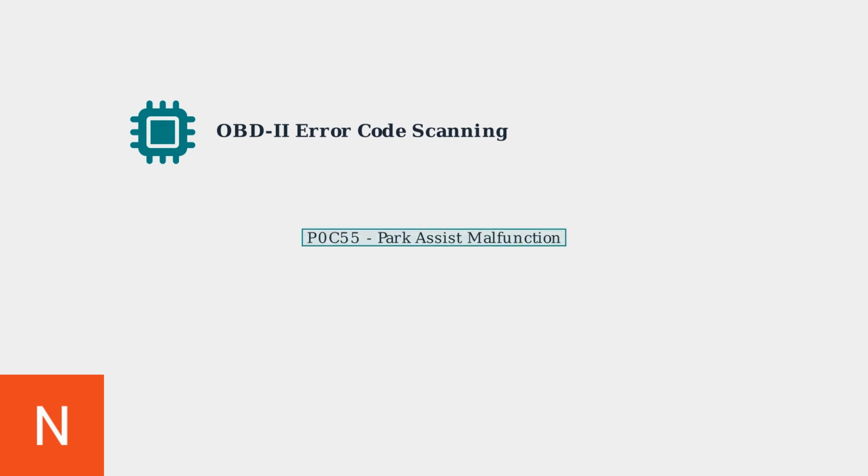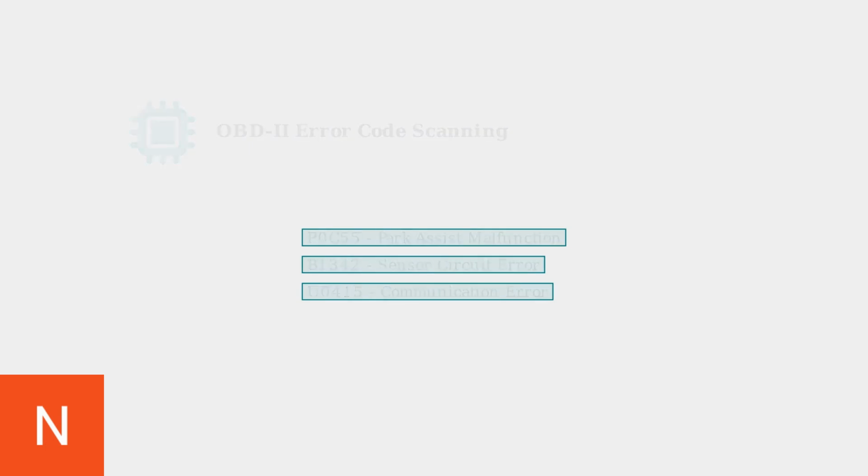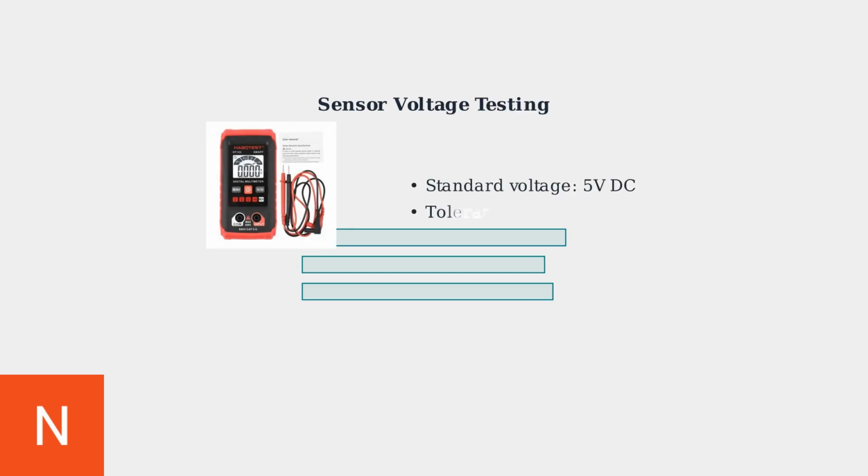The first step in advanced diagnostics is using an OBD2 scanner to read error codes from the vehicle's computer system. This provides specific information about what components are malfunctioning. Common park assist error codes include P0C55 for general park assist malfunctions, B1342 for sensor circuit problems, and U0415 for communication errors between modules.